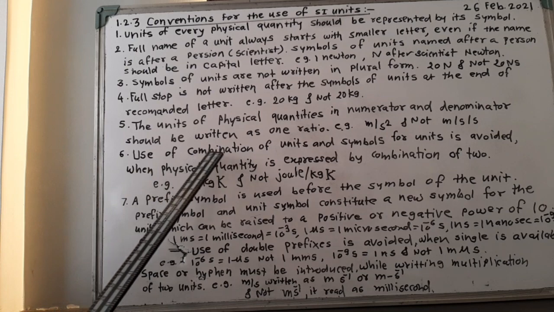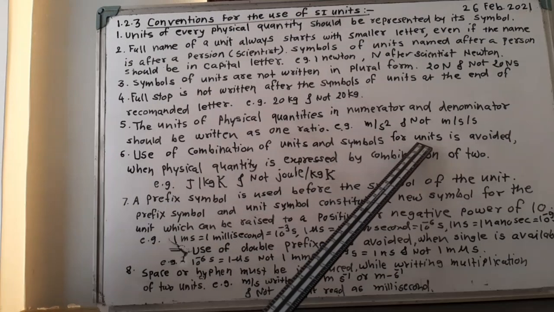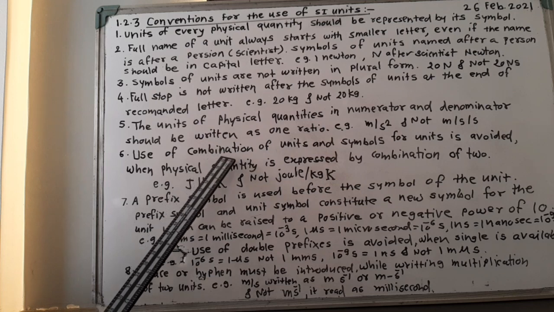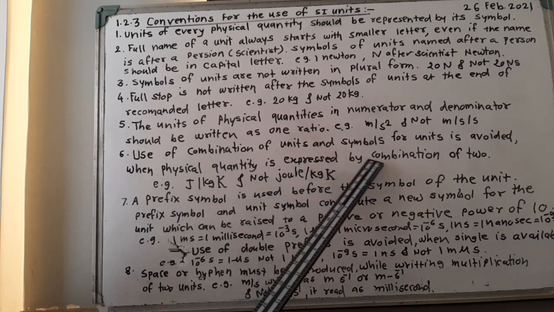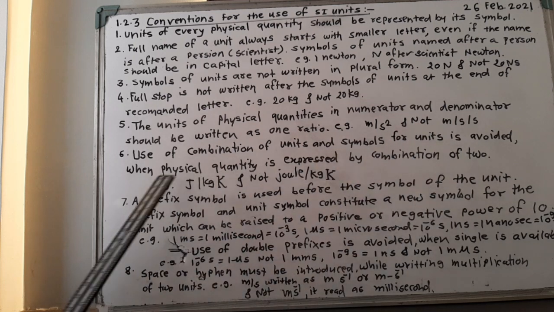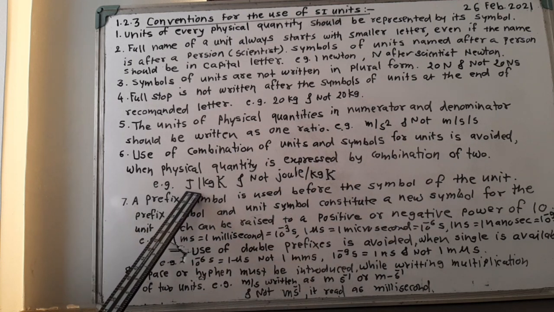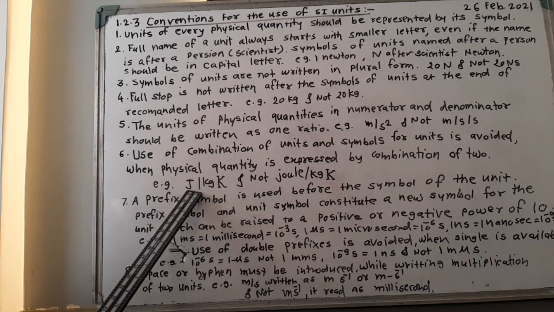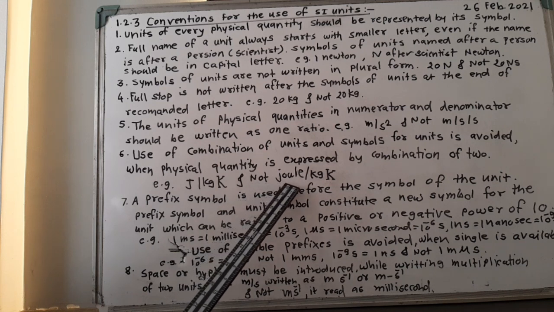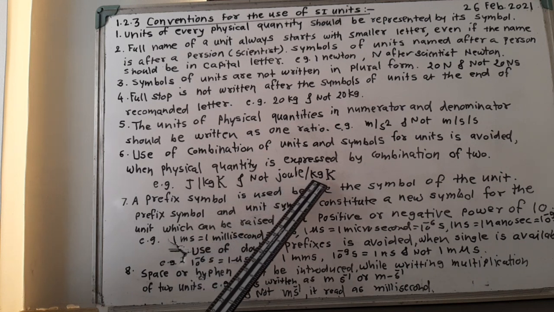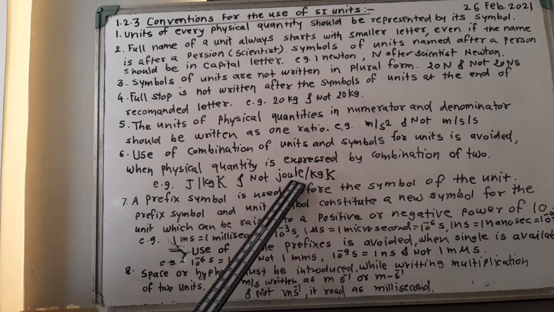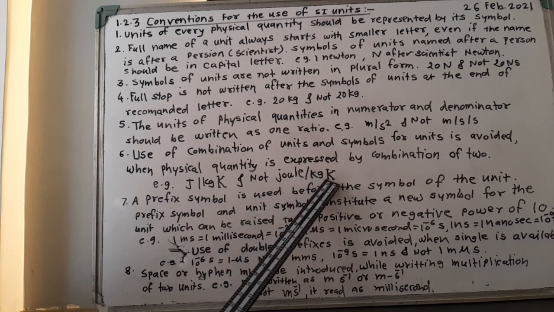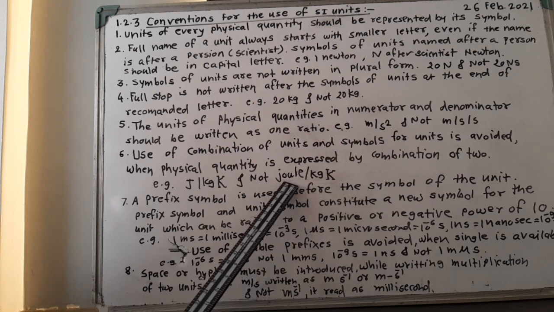Number 6, use of combinations of the units and symbols for the units is avoided. We are avoiding the combinations when the physical quantity is expressed by the combination of two. For example, we are writing the unit like this, J per kg per K, which is the unit of specific heat. J is a capital letter here. Joule is a unit of energy, and it should not be written like this, joule with a small letter j, and another letter, and kg per Kelvin. This is a wrong method of writing.